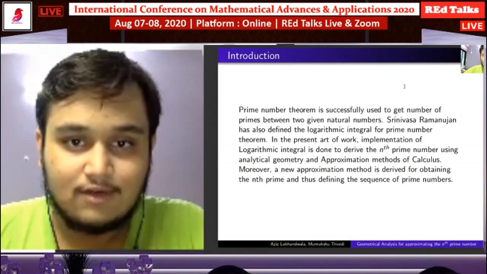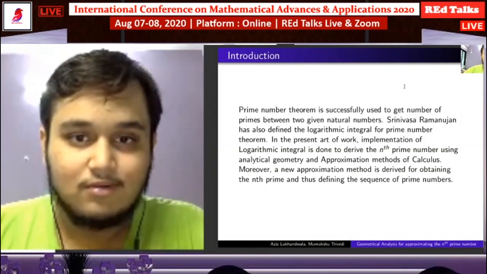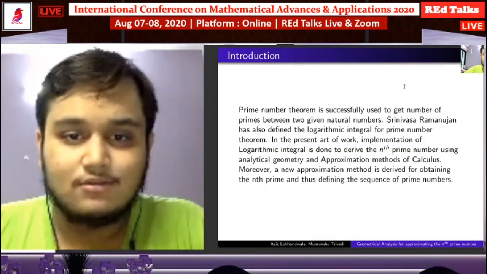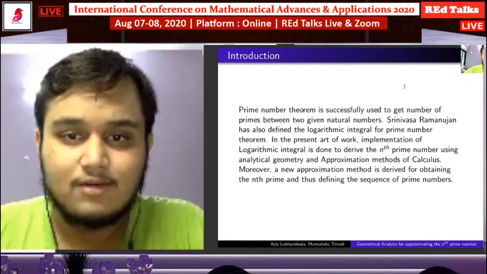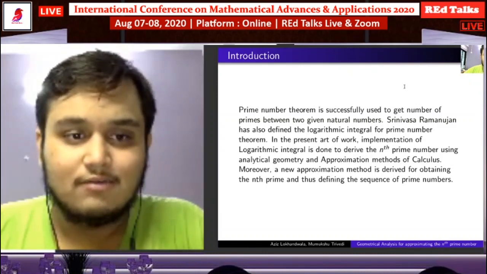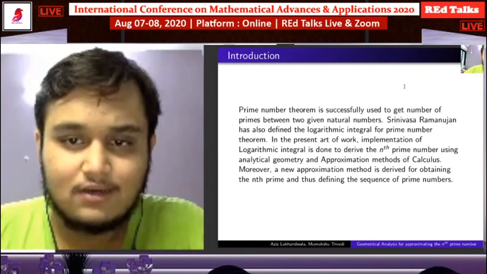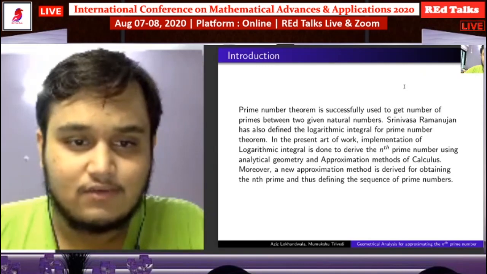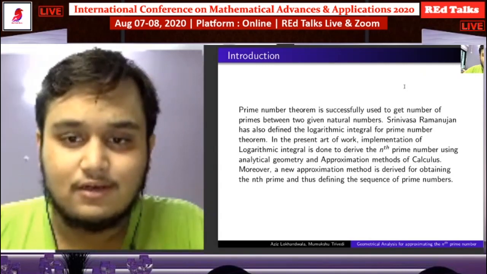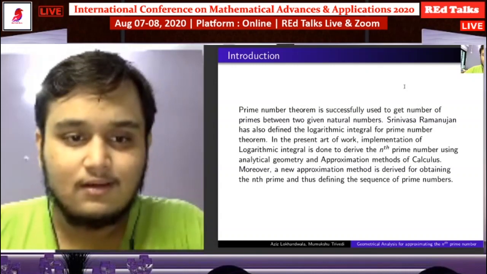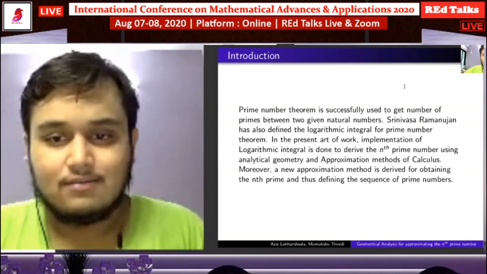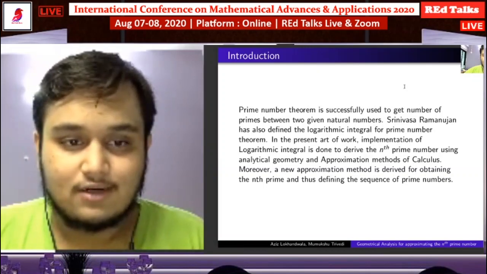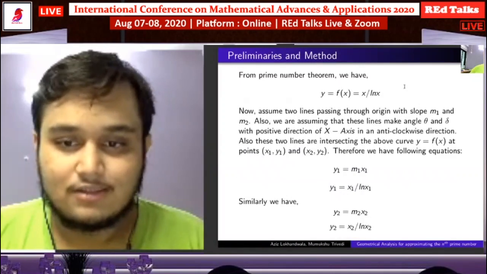Firstly, I will give a brief on definition review. Prime number theorem has been successfully used to get the number of primes between two given numbers, that is, number of prime numbers less or equal to n. S. Ramanujan has also defined the logarithmic integral for a prime number theorem. In the present work, the logarithmic integral is used to derive the nth prime number using analytical geometry and approximation method of calculus. Moreover, a new approximation method is also derived for obtaining the nth prime number and thus defining the sequence of prime numbers.